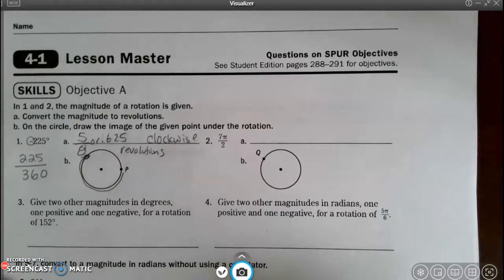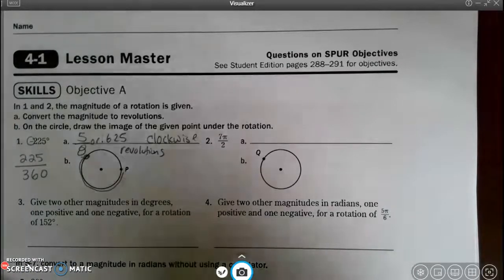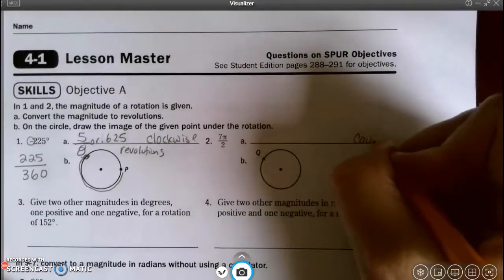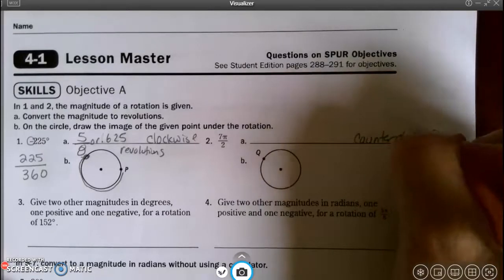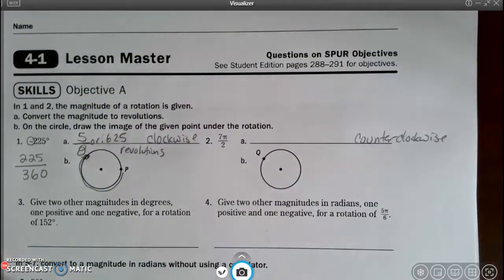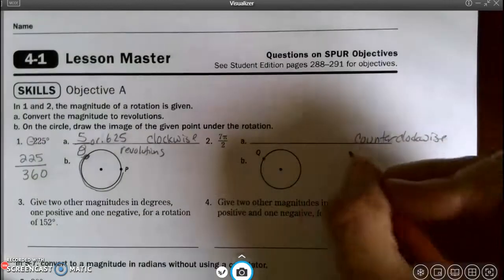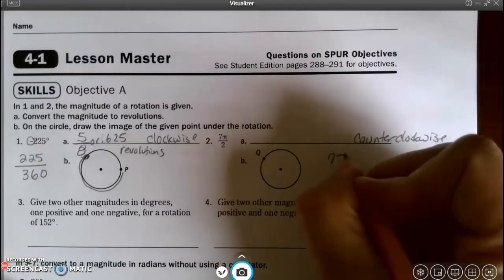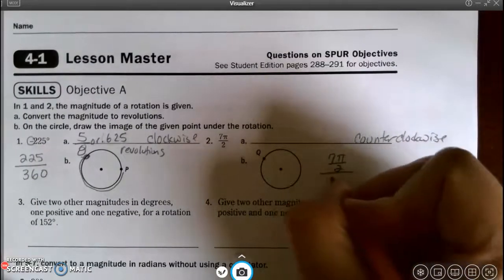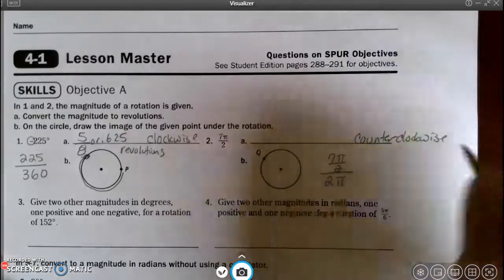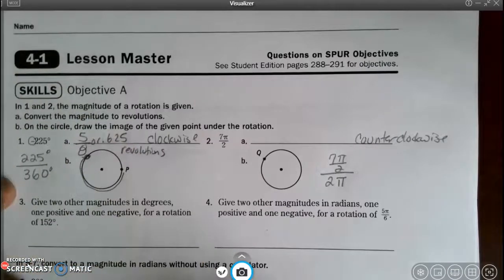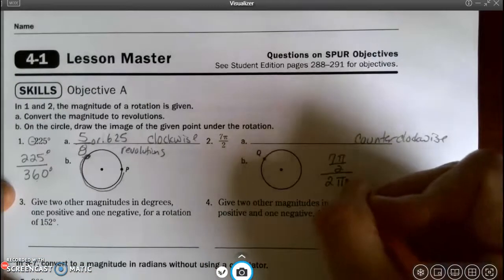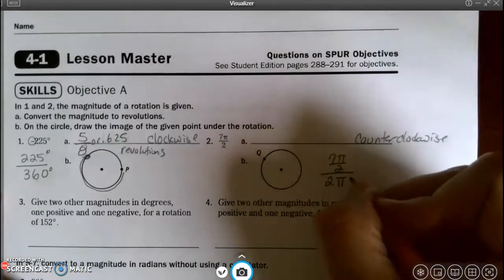All right, so for number 2, 7 pi over 2, that's positive. Therefore, that's going to be counterclockwise. And that's because it's positive. And then to figure out how much of a revolution, I'm going to take 7 pi over 2 and divide by 2 pi. Over here I divided by 360 because I was dealing in degrees. Over here I'm going to divide by 2 pi because I'm working with radians.